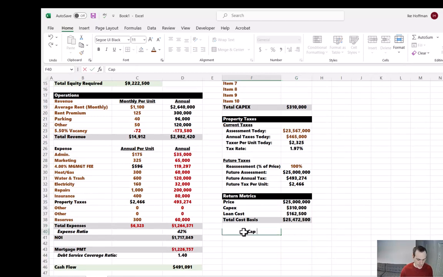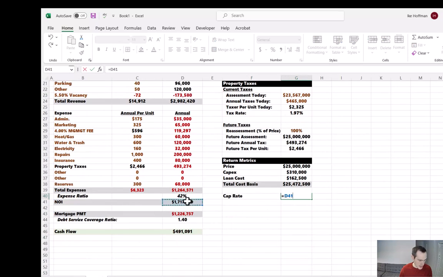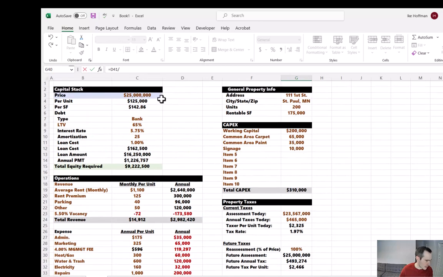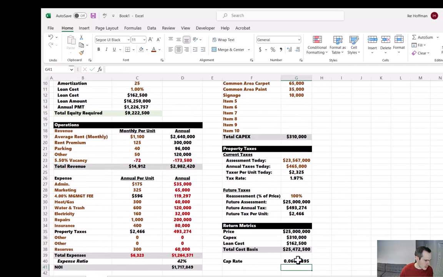Now let's calculate a cap rate. Cap rate will be the NOI of 1.7 million divided by the purchase price. Make that a percentage. So this is the pro forma cap rate of 6.87%.